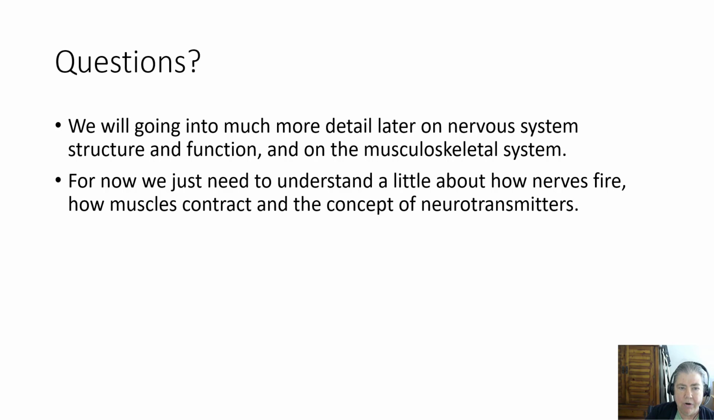We will come back later to the nervous system structure, the nervous system function, and much later to the musculoskeletal system. But because of what we're going to be doing in terms of neurological function and cardiac function, we needed to have a little bit of understanding of the importance of action potentials, how nerves fire, how muscles contract, and the concept of neurotransmitters. Please feel free to email me questions, and hopefully we'll have lots of time to talk about this.